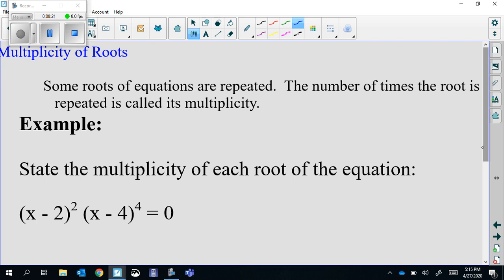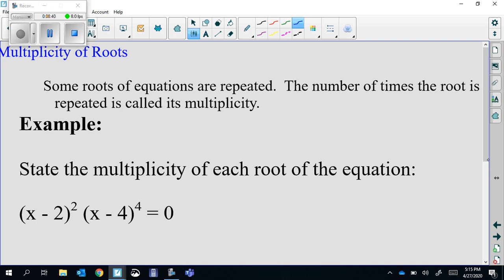All right, last little piece. These kind of tie together here. State the multiplicity. Multiplicity just means it's a repeated root. So if it has a multiplicity of 2, it means it repeated twice. If it has a multiplicity of 3, it repeated 3 times.